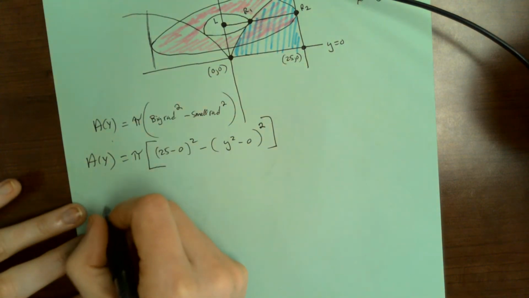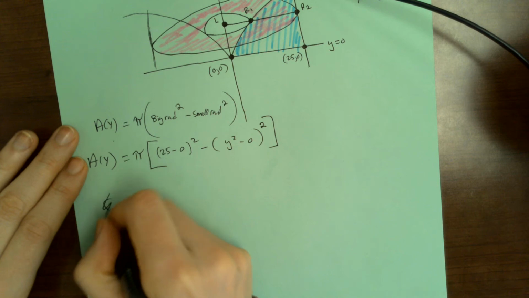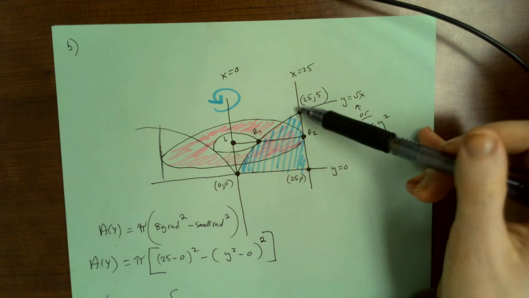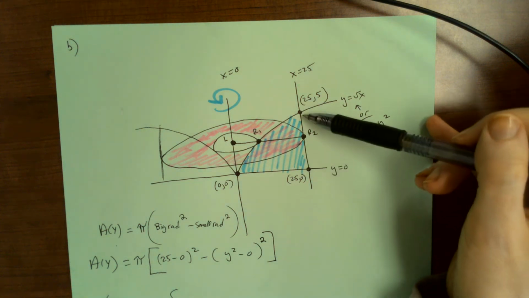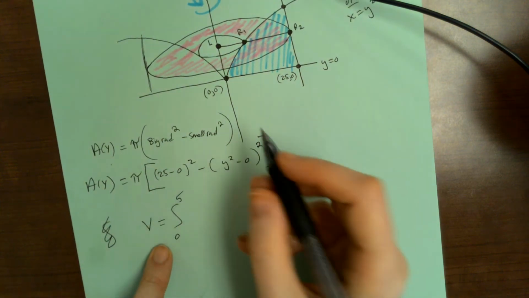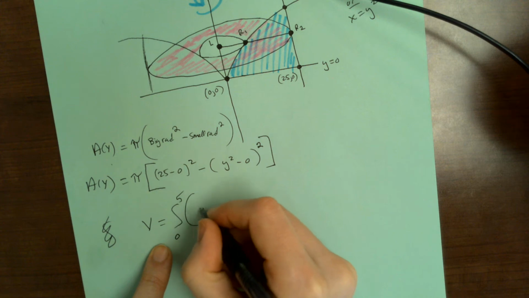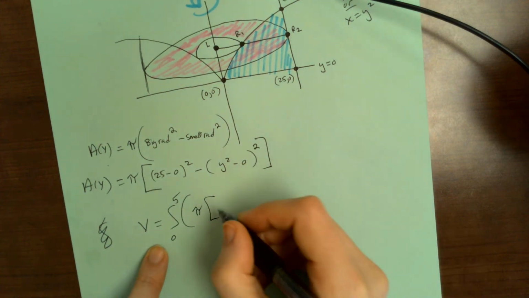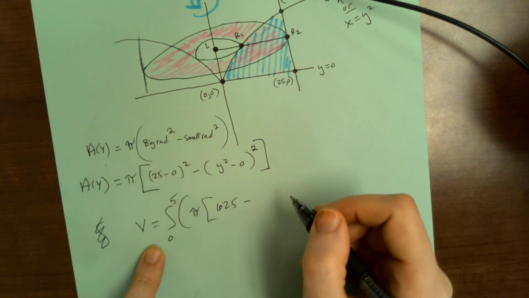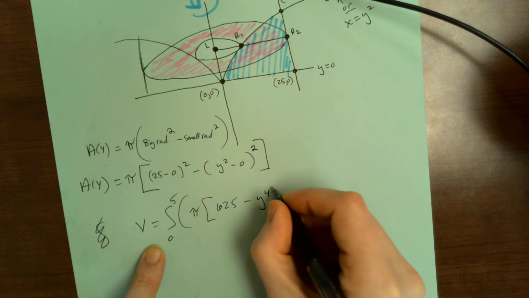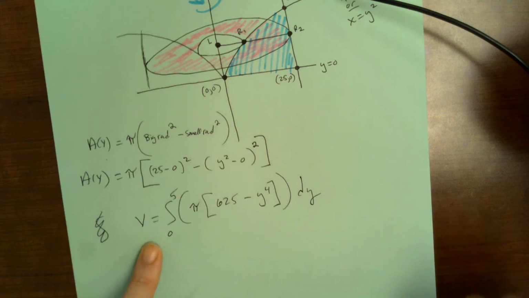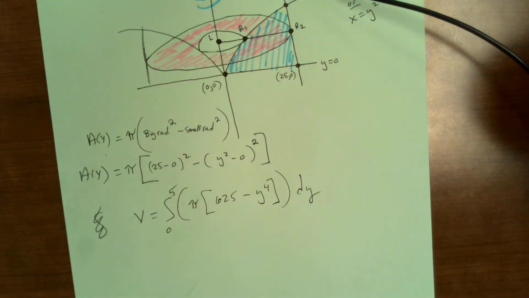Now I'm going to plug it into an integral. So the volume is the integral, now in terms of y, from lowest y to highest y. Look at the region. Lowest y is 0, highest y is 5. So 0 to 5, pi times 25 squared, which is 625, minus y to the 4th dy.